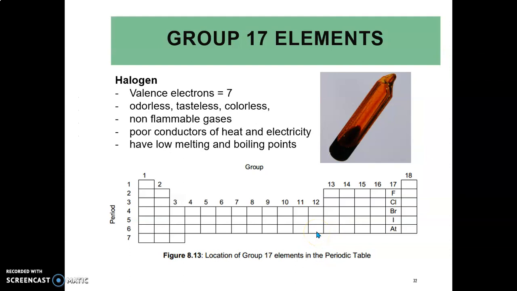For group 17 elements, also known as halogens, with 7 valence electrons. The halogens are odorless, tasteless, colorless, non-flammable gases, poor conductors of heat and electricity, and have low melting and boiling points. Here is the location of group 17 in the periodic table, with fluorine, chlorine, bromine, iodine, and astatine.